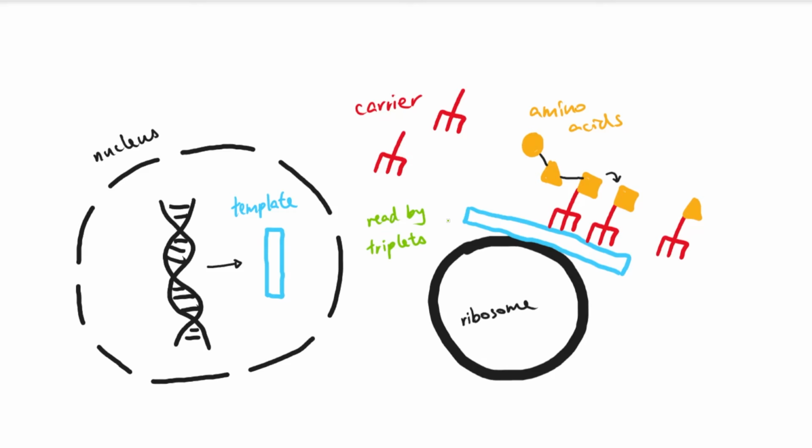The other thing would be to say that every 3 bases code for 1 amino acid. So essentially the carrier and the template are going to be reading by triplet codes to determine which amino acid is the correct one to bind. So that could be like an easy 3 to 4 mark question in an exam.